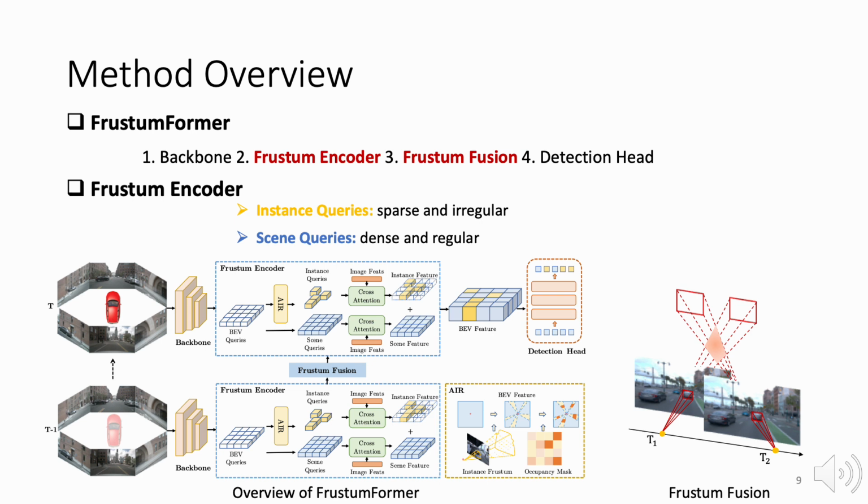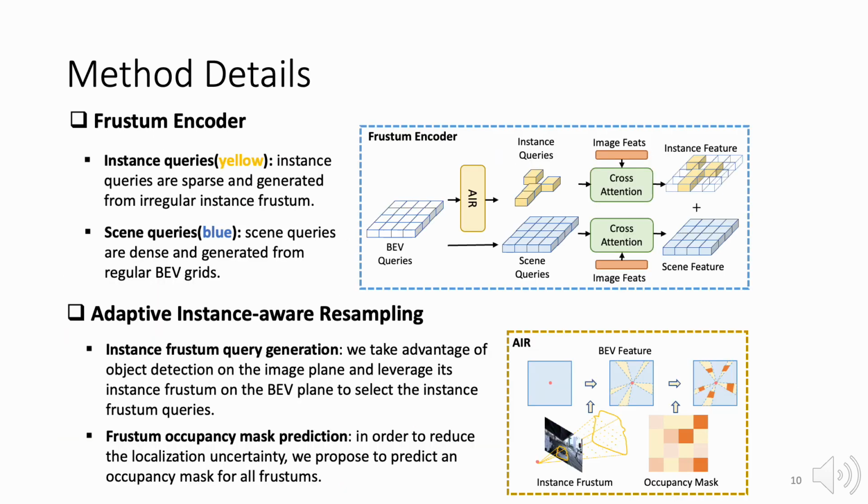Instead of treating all regions equally during the feature view transformation, our Frustum encoder adaptively transforms the image features according to the view content. We adopt two types of queries to transform the BEV feature. Instance queries are sparse and irregular, focusing more on instance regions, while scene queries are dense and regular, learning global context information. The learning process of the scene query is similar to BEVFormer. However, the instance queries are learned inside instance regions, and the learned instance feature is further combined with the scene feature to form the final instance-aware BEV features. Next, we will introduce more details about our method.